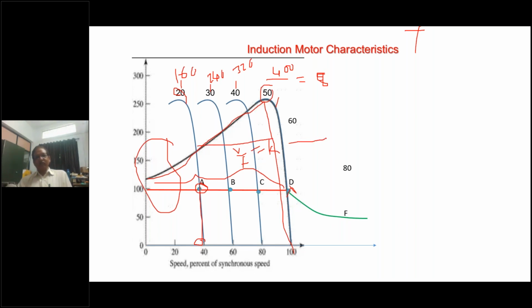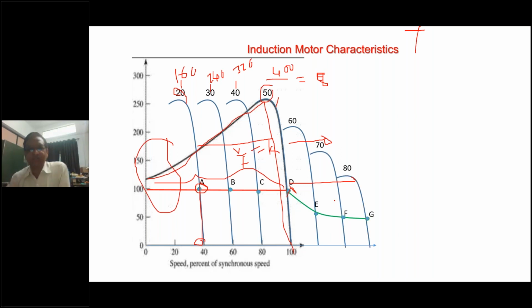Now above that we cannot increase V, so we cannot keep the V by F ratio constant. So we say this is a constant power region. Voltage is constant, frequency increases and flux reduces. So this is also a field weakening region. Here flux reduces, that's why torque also reduces in this region.